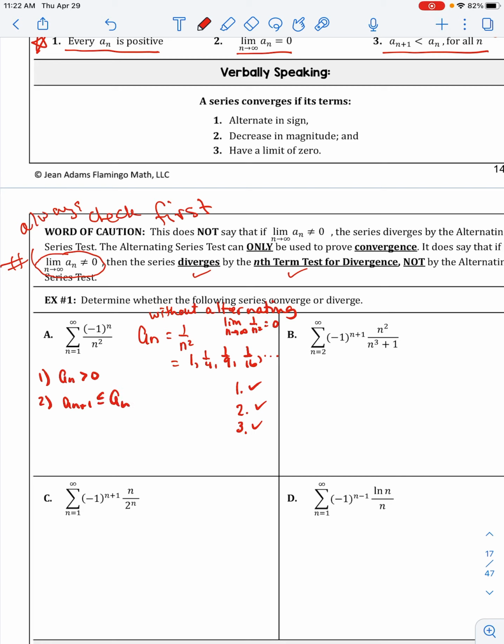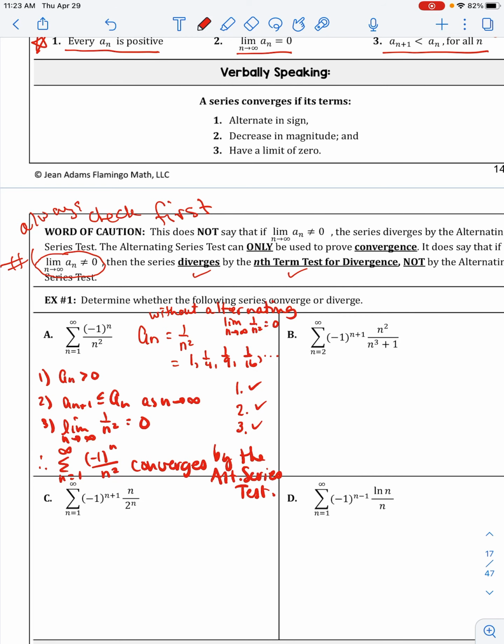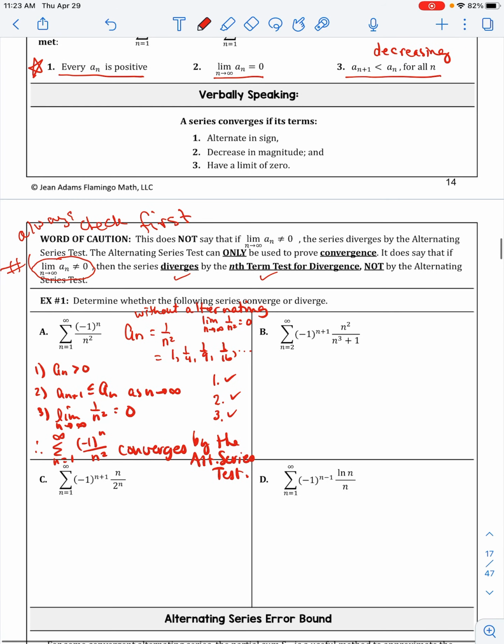So I'm going to say, number 1, my a sub n is greater than 0 for all n. Number 2, my a sub n plus 1 is less than or equal to my a sub n as n goes to infinity. Number 3, the limit as n goes to infinity of 1 over n squared is equal to 0. So therefore, the summation n equals 1 to infinity of negative 1 to the n over n squared converges by the alternating series test.